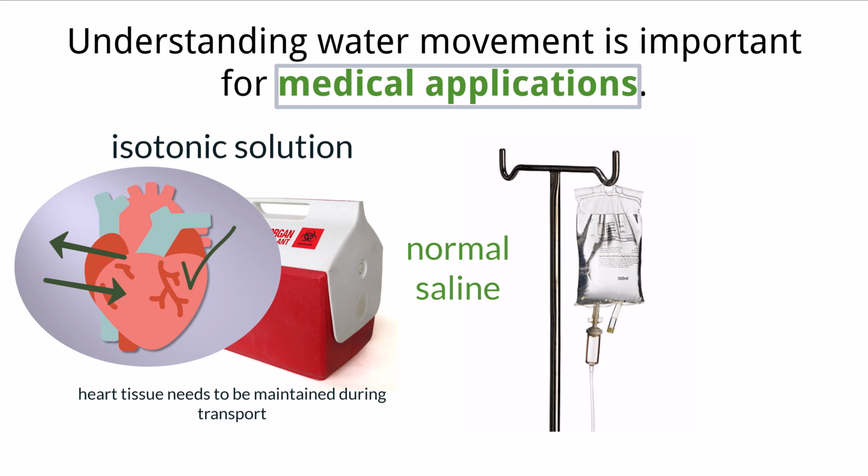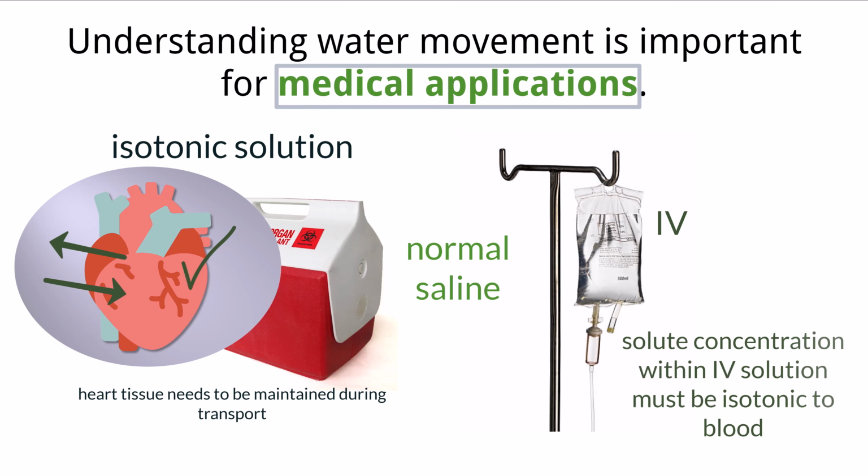The same is true if somebody needs intravenous fluids, called IV for short. If somebody is hooked up to an IV, they are receiving solutes directly into their bloodstream. For this reason, the solute concentration of the IV solution is made to be equal to that of human blood. This ensures that the intake of the fluid and nutrients does not alter the water balance of blood cells or adjacent tissues in any way.